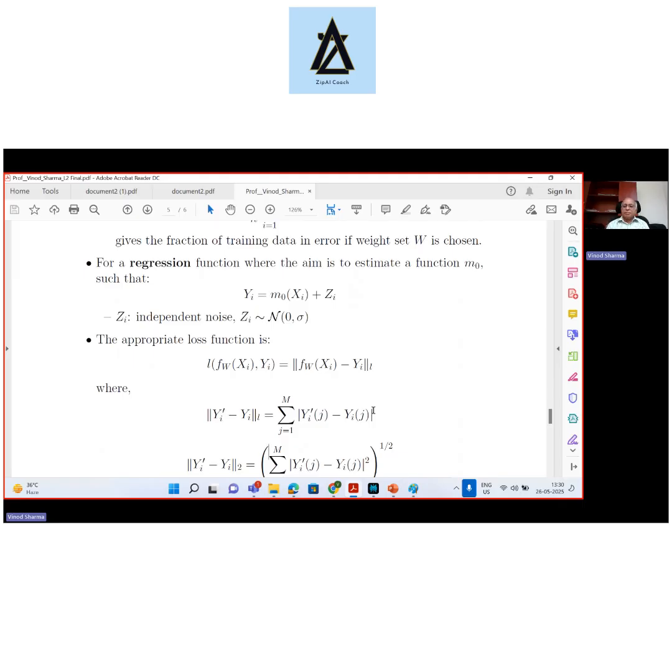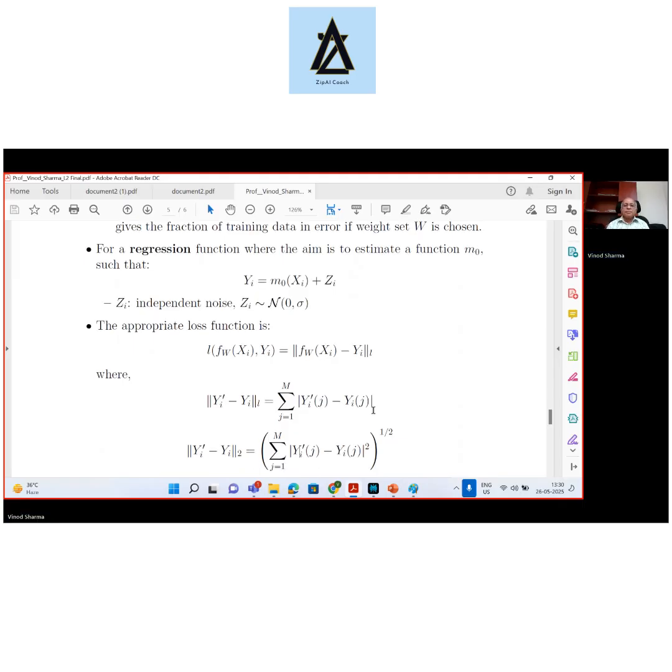Common choices of L are L equals 1. If L is equal to 1, then this norm is given as follows. If y is the output having m parameters, it is given by summation j equals 1 to m of mod of y_i prime j minus y_ij. So this is the norm of y_i prime minus y_i between these two vectors for L equals 1.